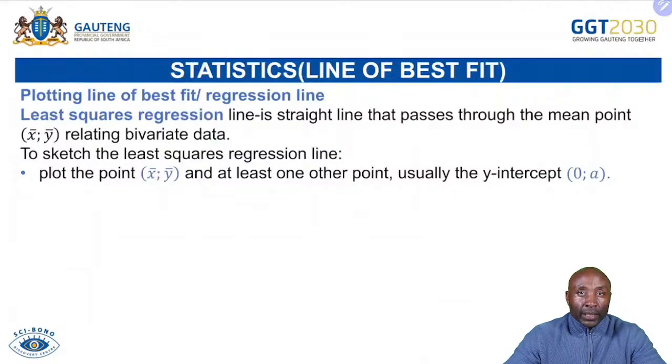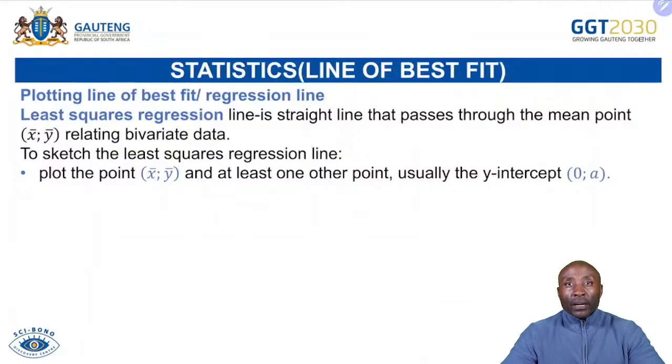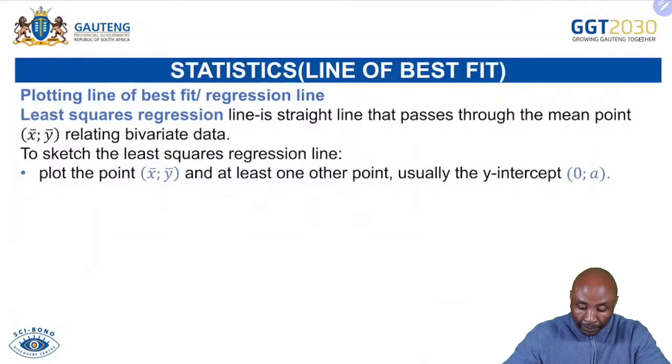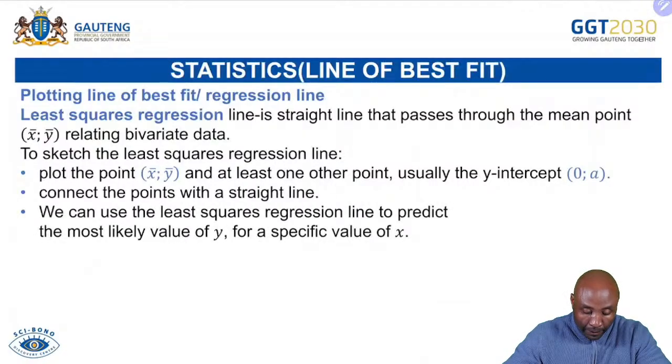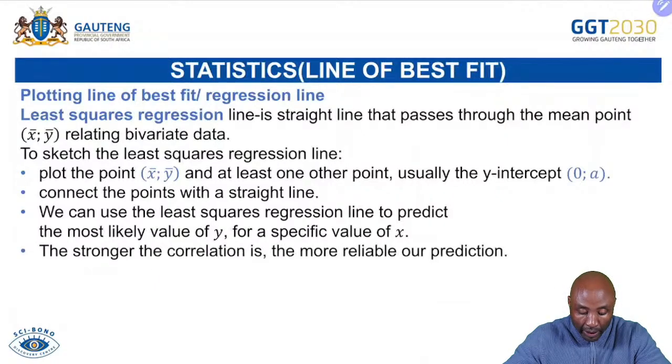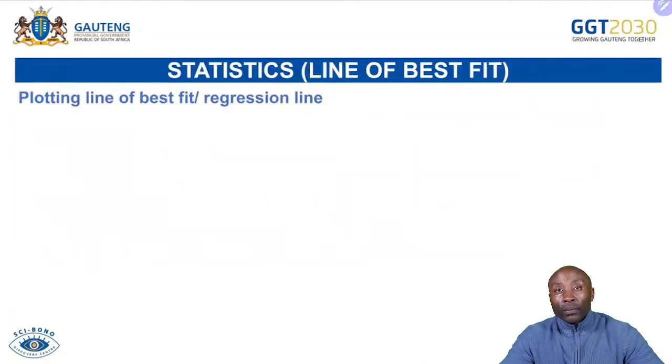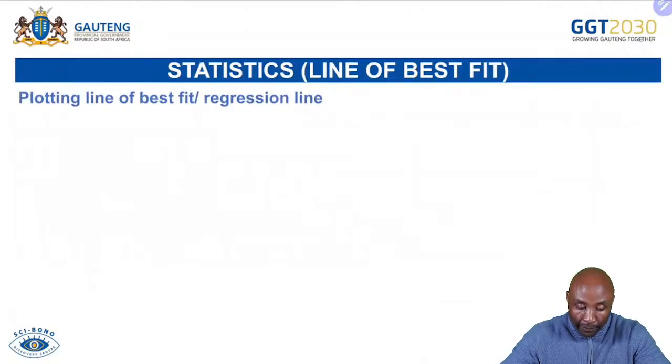We need the y-intercept or the x-intercept, as well as the point where we have our x bar and y bar. Now, we connect the points using a straight line, and we can use the least squares regression line to predict the most likely x value or y value depending on what we are given. And we are saying the stronger the correlation, the more reliable our prediction will be.